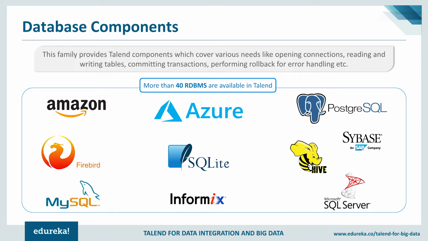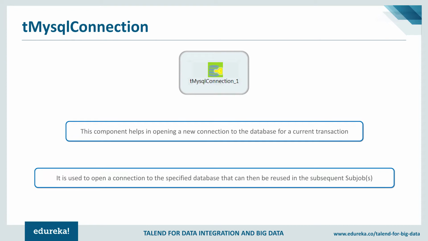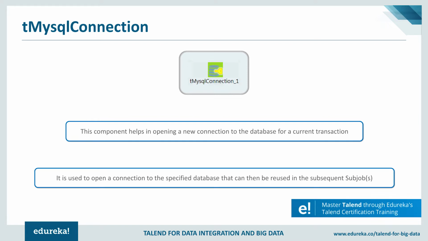So more than 40 RDBMS are available. So it's Amazon, Azure, Postgres, Sybase, whatever you name. MySQL is what we are taking as an example here. The first component is the connection component in database components, which is widely used, which can be reusable in the job, or whenever it is created in metadata, it can be reused across the jobs. This component helps in creating your connection to the database for a current transaction.